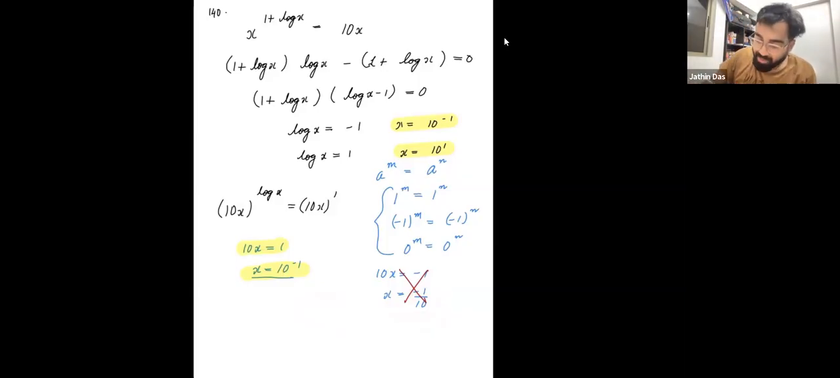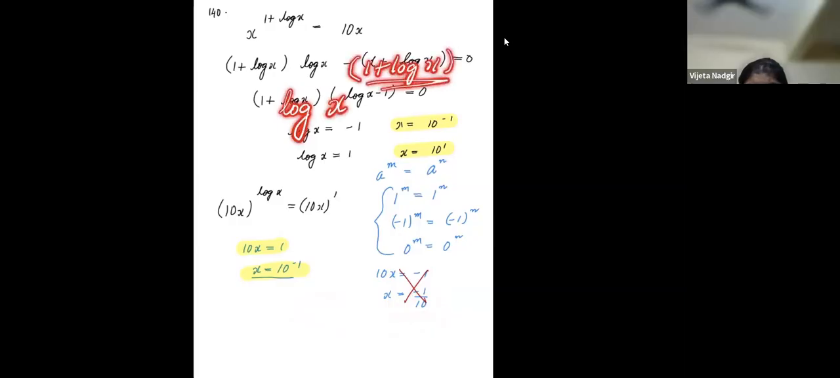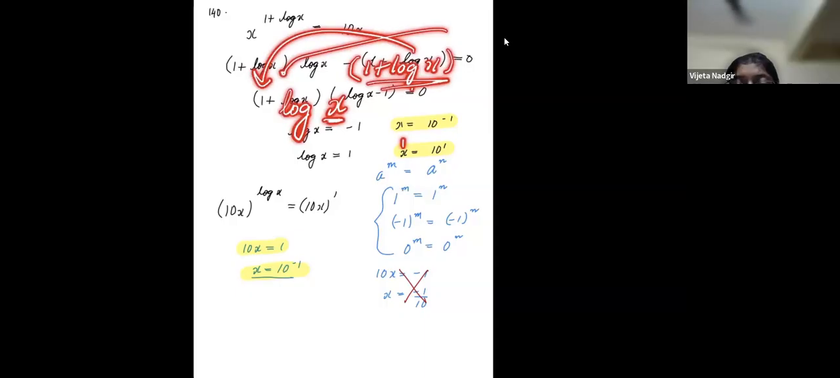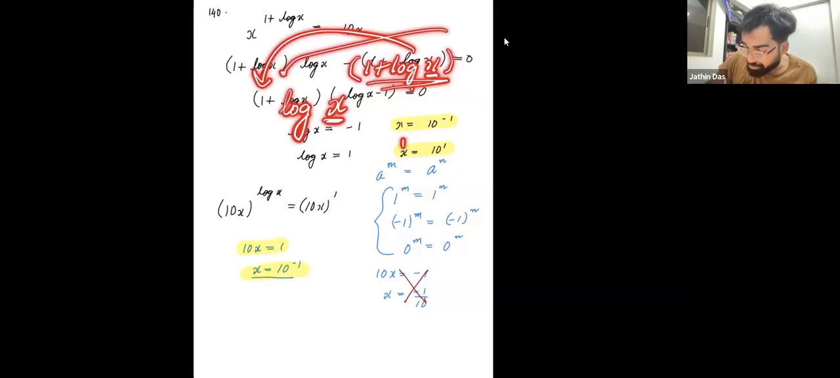And one more thing I also told you: when you take log of x raised to 1 plus log x, to take the power outside, we should be very sure what is happening with this. You cannot simply take that power and keep it on the left side. But here we know x is positive. That means here also positive, so this is also positive.